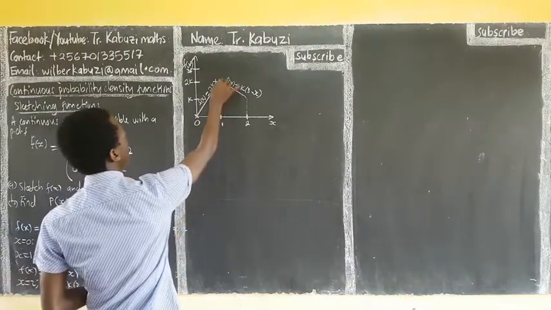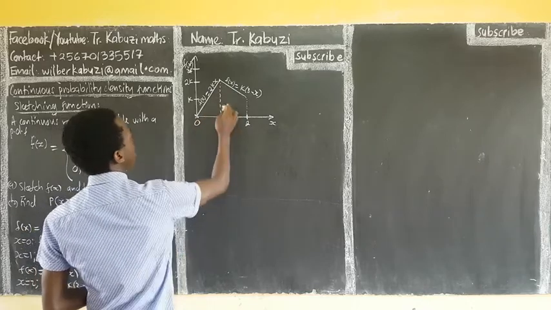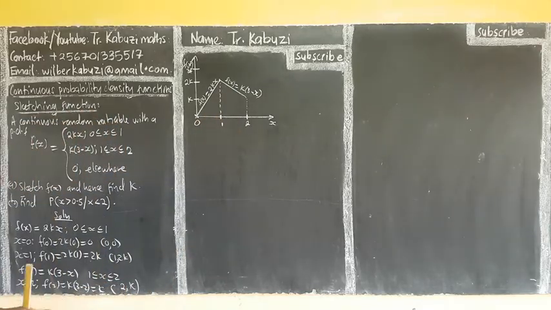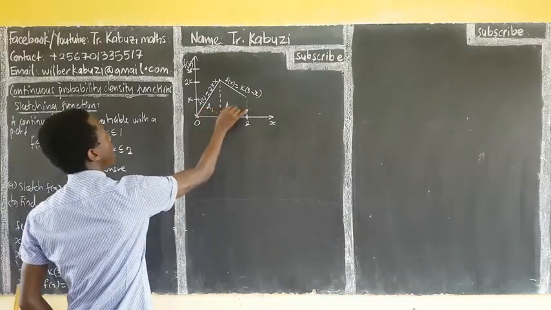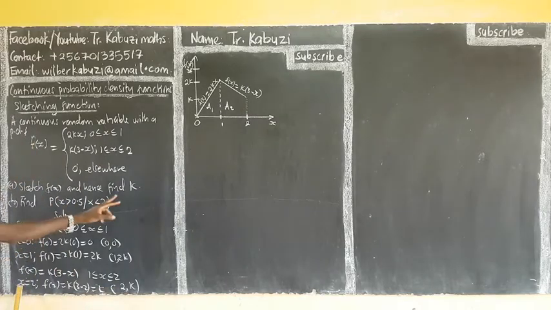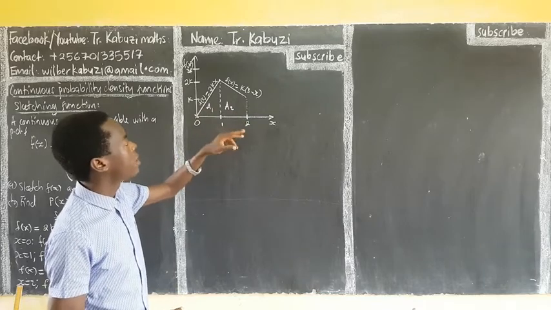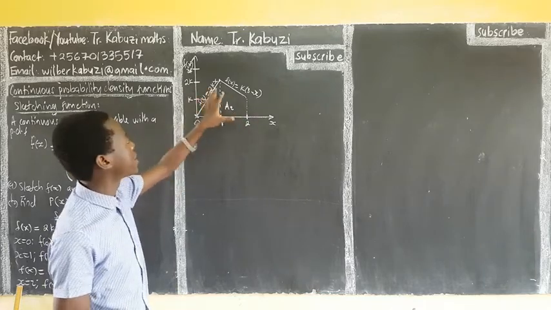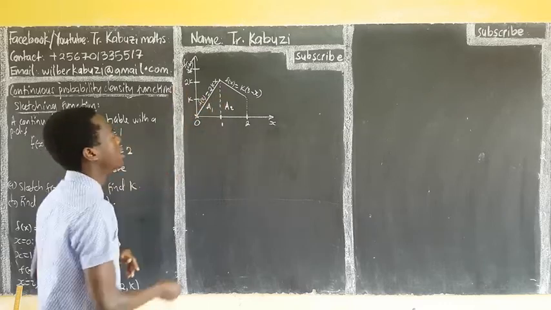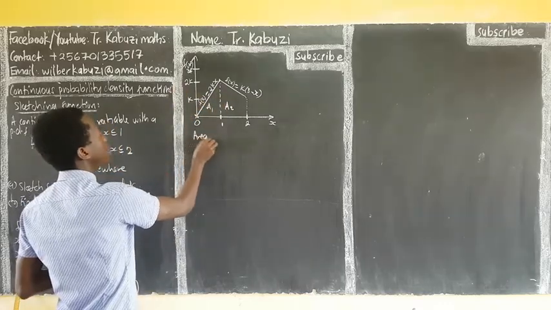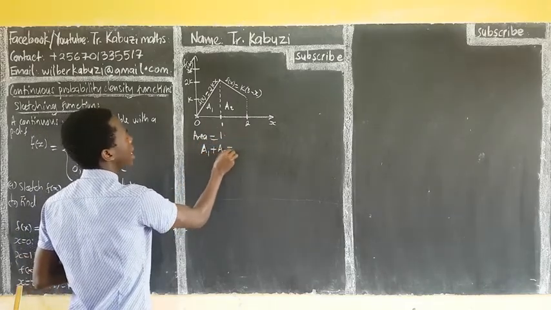If I divide this into two, like this, this is the area of a triangle, and this is going to be a trapezium. So this one is area A1, and this one is area A2. What do we need to get, and hence find k? After sketching, you get the area of this, then the area of this, but you know that the whole area, because this is a continuous random variable, should be 1. Our area is always 1. So if I get A1 plus A2, I should get 1.